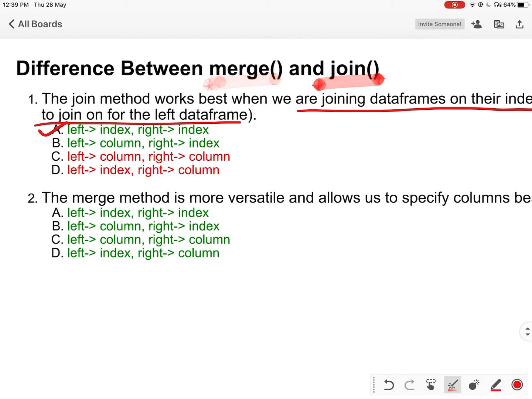Using merge, I can use any of the different combinations. Using join, I can use the right data frame's index and the left data frame's index or column to join. To see these in detail, you can watch my previous videos on merge and join.